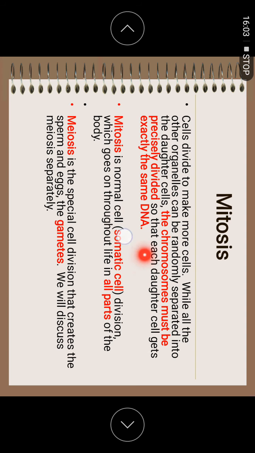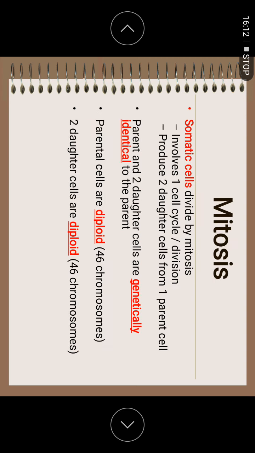The normal cell, we have another term for it, we call it somatic cells, and they are found in all parts of the body. Meiosis is only for the gamete. So somatic cells will divide by mitosis. When we say mitosis, it's only one cycle. One cycle means one mitosis only, and it produces two daughter cells from one parent cell. And then the parent and the two daughter cells will be genetically identical.